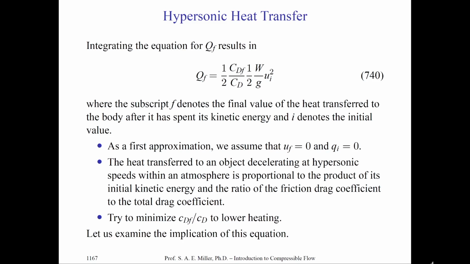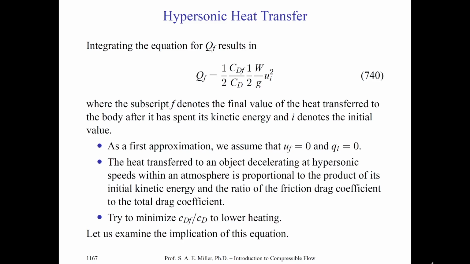So q sub f will denote the final value of the heat transferred to the body. So q sub f is the whole heat transferred into the body after it has converted all its kinetic energy into heating of the body, and I will denote the initial value with the sub i, U sub i. So that could be like the initial value of return to orbit into the atmosphere. That's its first initial high velocity. So you can see this indeed goes as the square of the velocity. And so, of course, higher velocities will result in higher heat transfer if the vehicle is brought to rest through aerodynamic forces.